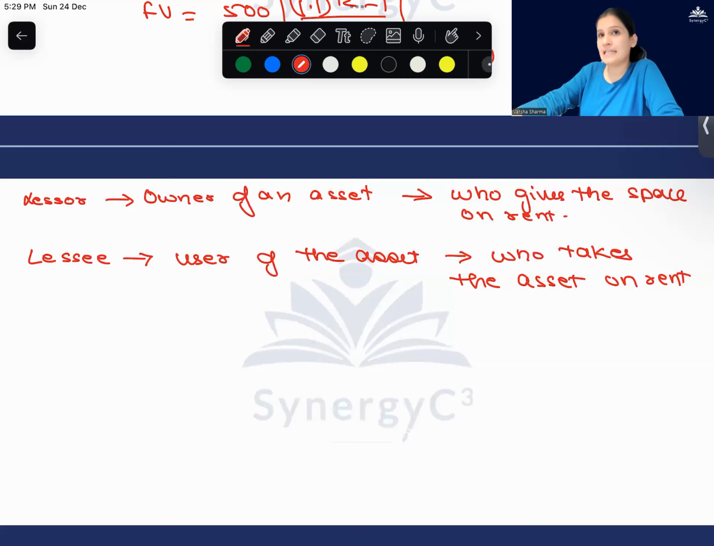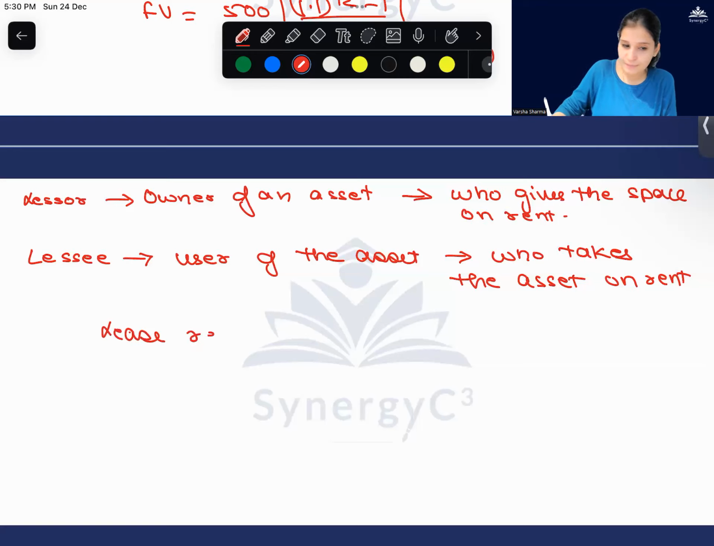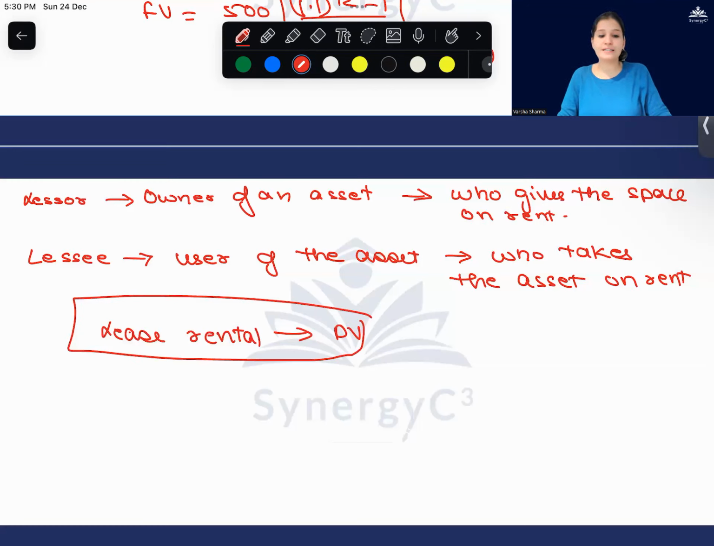If you're talking about the lessor who is giving up his own space for rent, or you're talking about the lessee who is buying someone's place for ownership or renting someone's place to live or use. Clear? Everyone? Okay. Now, always in lease, lease rentals will be using present value. Always.